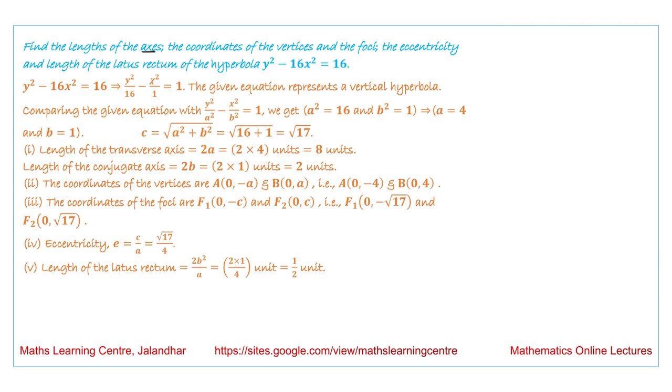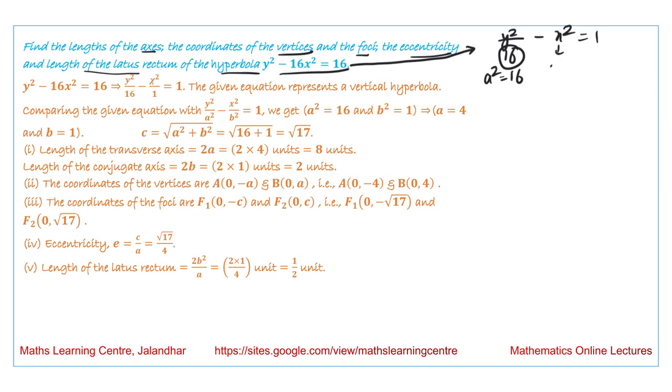Next is: find the lengths of the axes, the coordinates of the vertices and foci, the eccentricity, and the length of latus rectum of the hyperbola y square minus 16x square is equal to 16. So we write it in the standard form. We get y square by 16 minus x square is equal to 1. So the value of a square is equal to 16 and the value of b square is 1. Clearly this is a vertical hyperbola. So the value of a we obtain is 4, the value of b is 1. So the value of c is square root of 16 plus 1, that is equal to root 17.